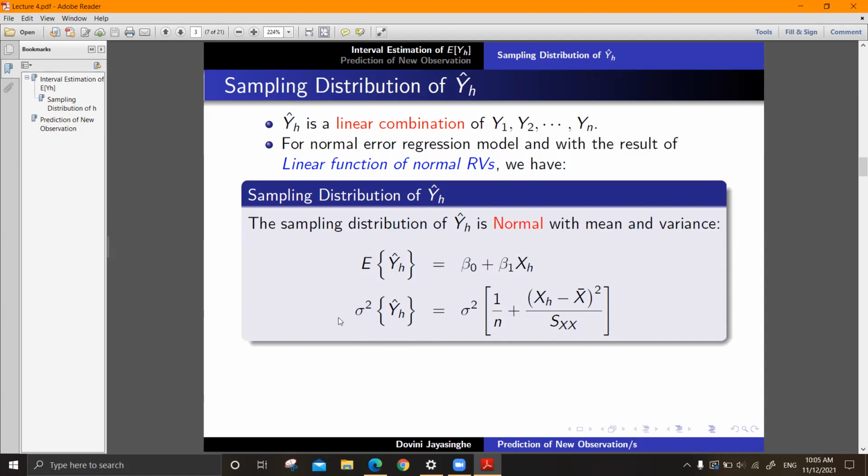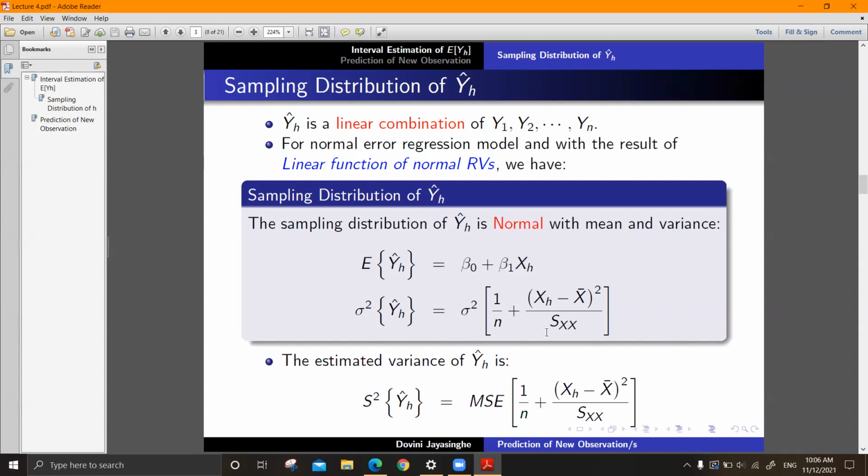So I think I introduced these notations in previous lectures. So sigma squared of this is not multiplication, this is just a notation. This means the variance of Yh hat. This means the expected value of Yh hat. Just like that, this is the variance of Yh hat. It is going to be given by this formula, right? So this is normally distributed with mean beta naught plus beta 1 Xh and variance, this quantity, you have to know this.